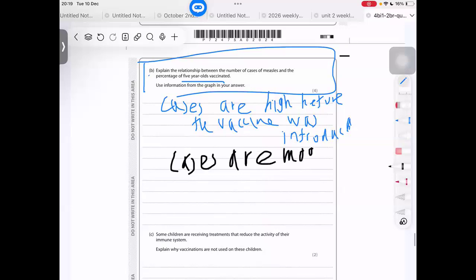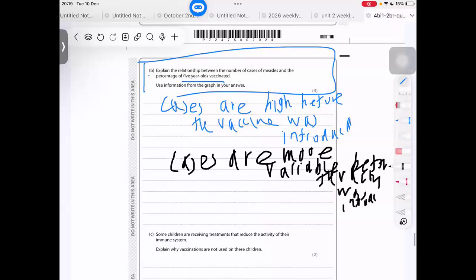You just have to write what you see: cases are more variable before the vaccine was introduced. You can write it down like this, as no antibodies were there, because before the vaccine was introduced there were no antibodies in those patients. That means antibodies were not produced. So you can write down cases are more variable before the vaccine was introduced, as there is no immunity or no antibodies.